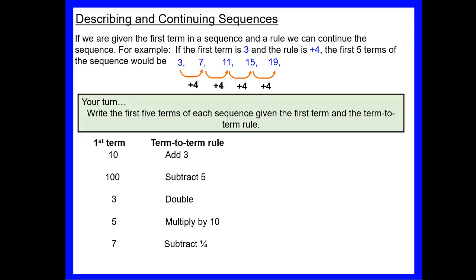So now it's your turn then. Pause the video, have a go at finding the first 5 terms in each of the sequences below. You're told the first term and you're told the rule. We're going to start with 10, add 3 until we have 5 numbers and then continue with the others. If you need to, you can use your calculator, but try first without. Pause the video, have a go now.